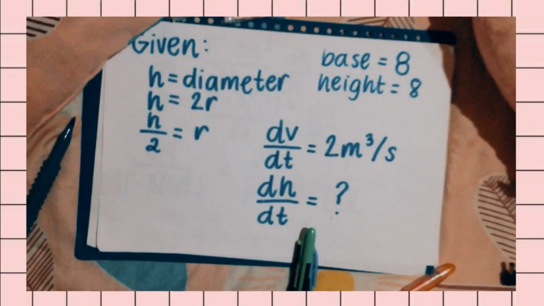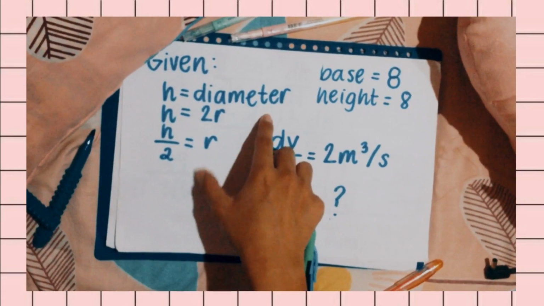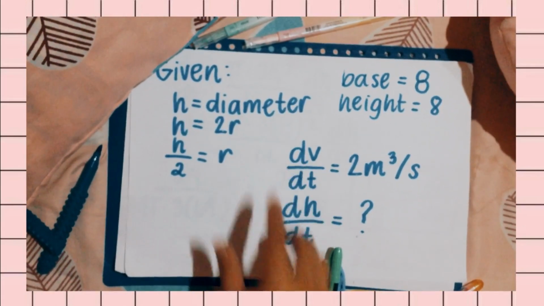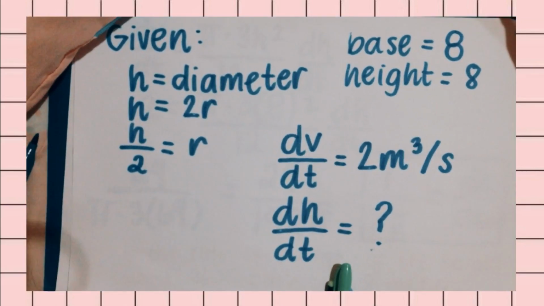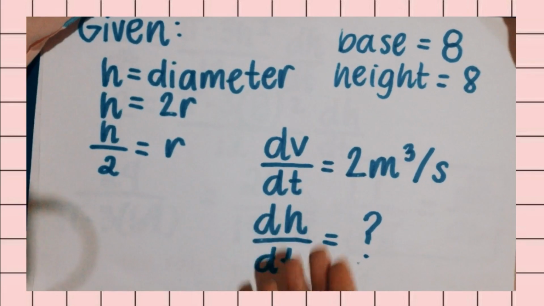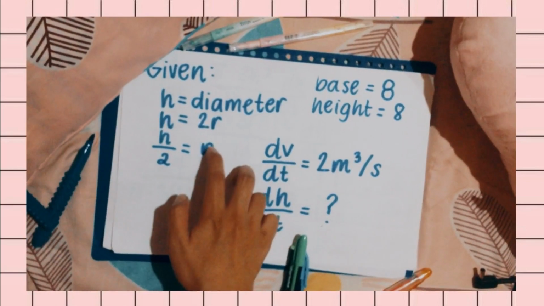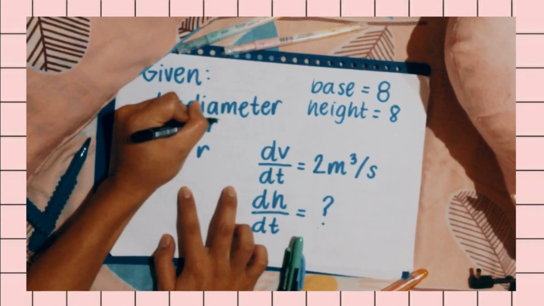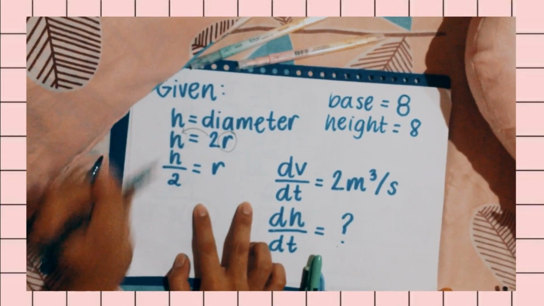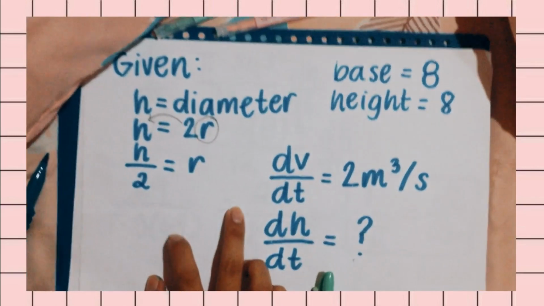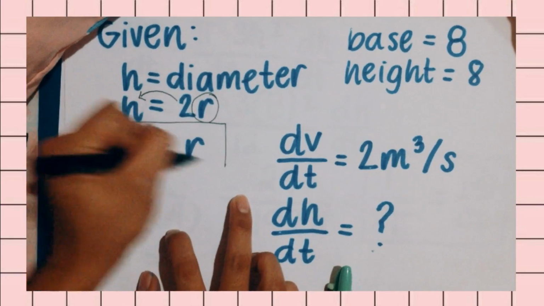So these are the given values of the problem. h is equal to the diameter, because the problem states that the height is equal to the diameter of the base. We all know that the diameter is twice the radius. So h is equal to 2r. In order to find the value for r, we will transpose the 2 in the h. So the result will look like this: h over 2 is equal to r. So we now have the value for r.